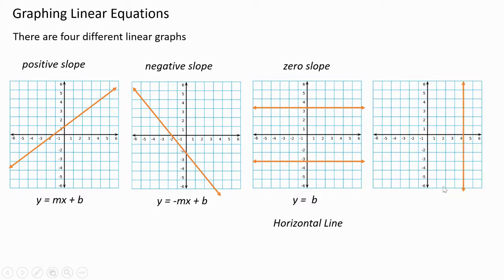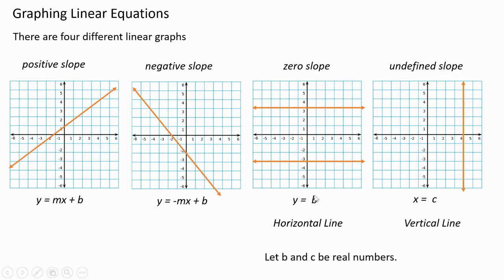Now, if you have a vertical line, right? This is called undefined slope. Undefined slope. And this will be x equals c, and this is going to be a vertical line, and b and c are real numbers.